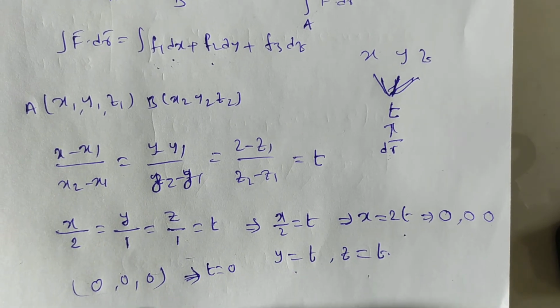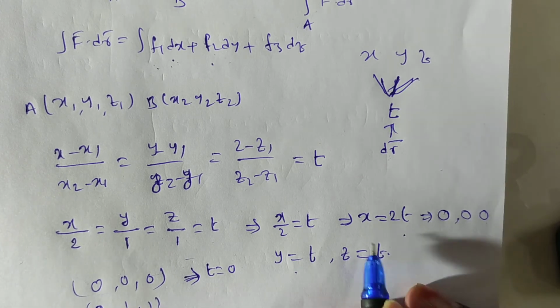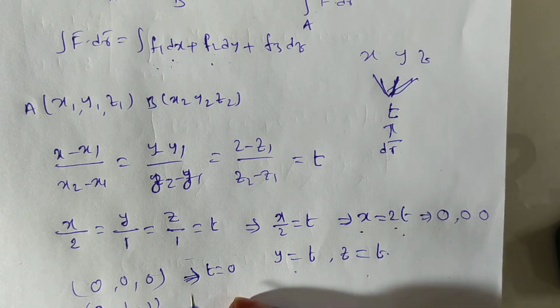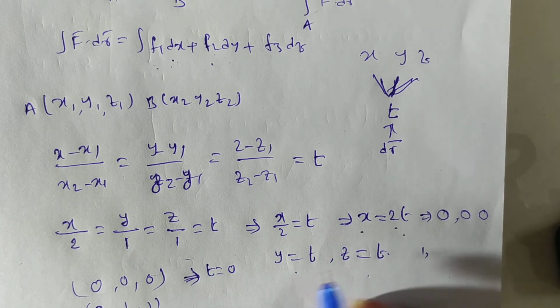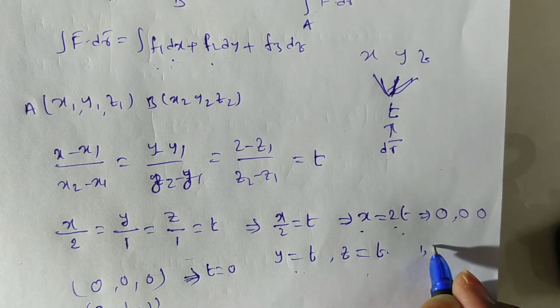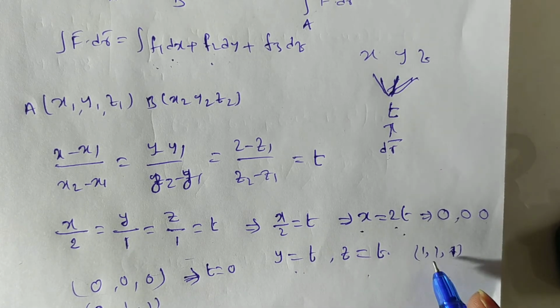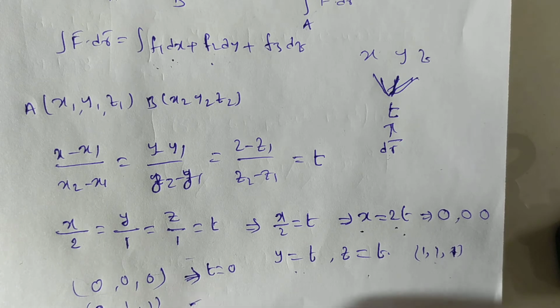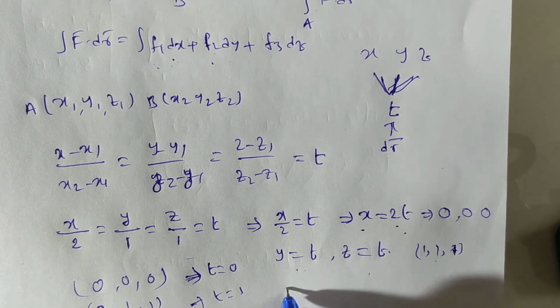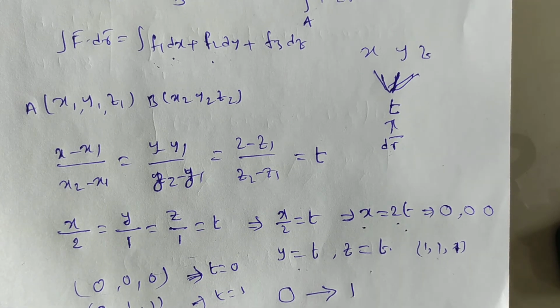Next you have another point. What is that point? 2, 1, 1. So whenever x is 2, what is the t value? 1. Next, whenever y is 1, what is the t value? 1. Whenever z is 1, what is the t value? 1. So from this, what you can say is that t is moving up to 1. Nothing but the lower limit of t is 0 and the upper limit of t is 1. So is it clear for everyone?